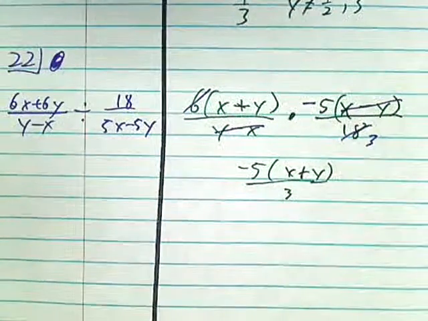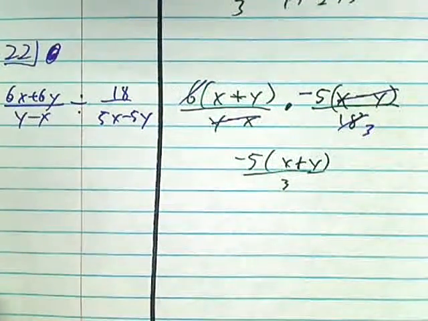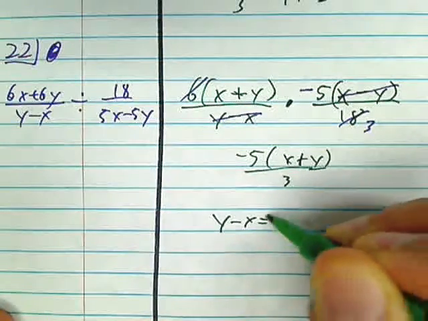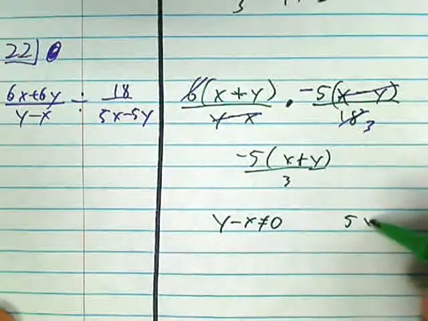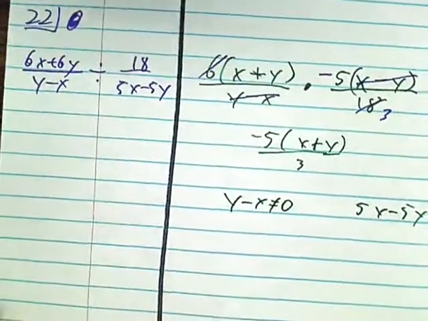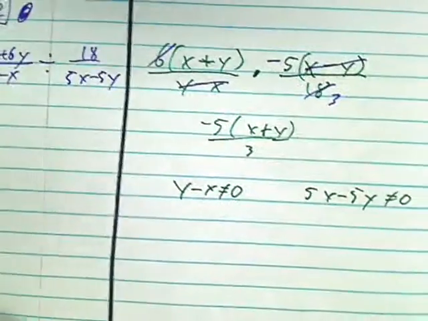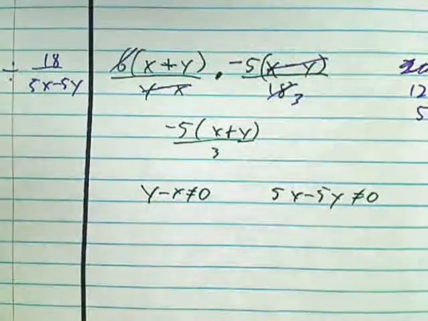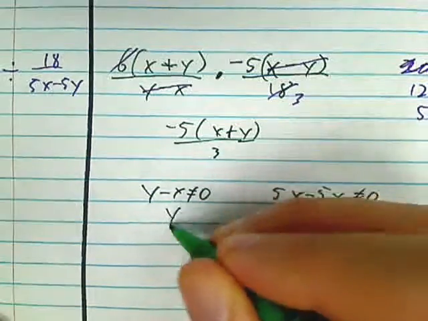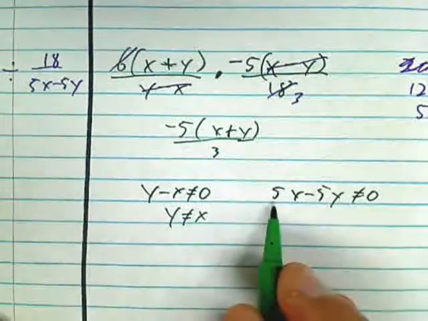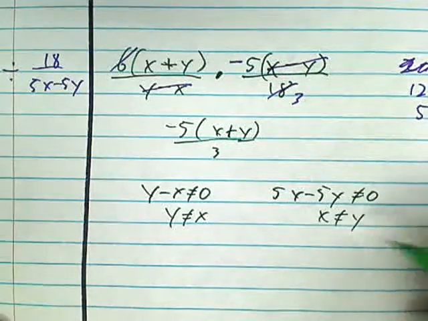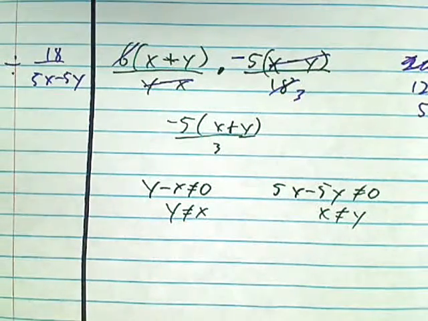Finally, I have to think about the restrictions on my variables. So the denominators can't be 0. So y minus x can't be 0, and 5x minus 5y can't be 0. Both those denominators can't be 0, and these are both going to take me to the same conclusion. Let's simplify this a little bit. Let's move the x over. Y can't be x. And over here, divide everything by 5 and move the y over. X can't be y. So those both really say the same thing.